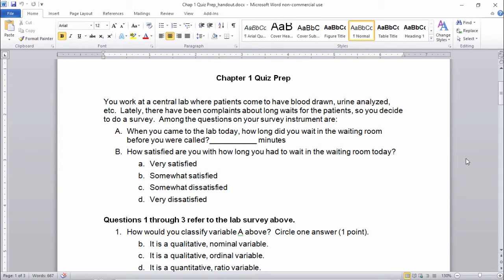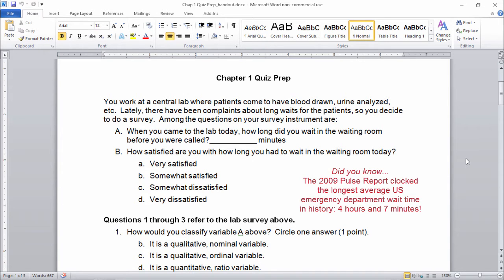Among the questions on your survey instrument are, so here are the two questions on our little survey instrument. Question A goes, when you came to the lab today, how long did you wait in the waiting room before you were called? And then the person is supposed to fill in however many minutes that they were waiting, okay?